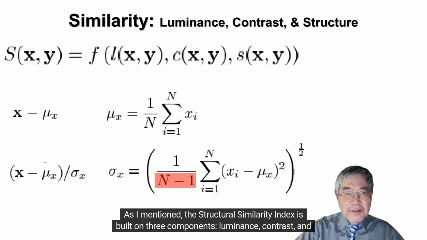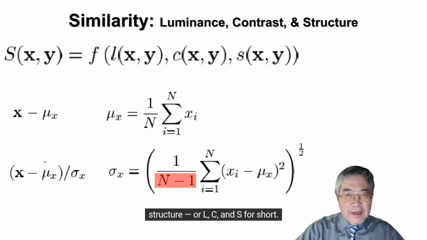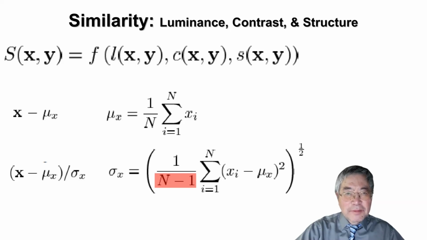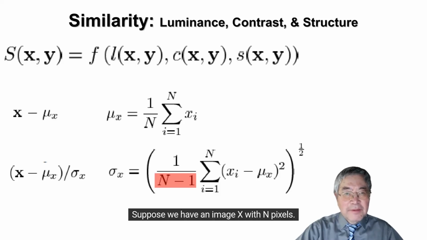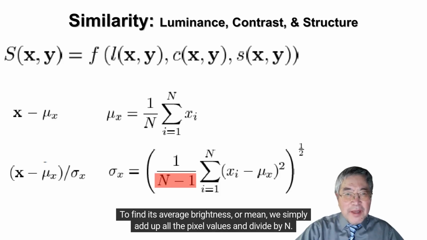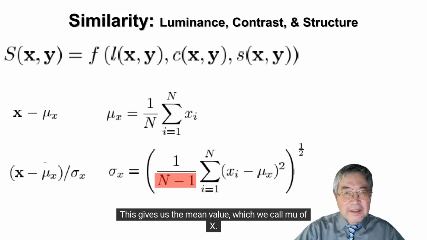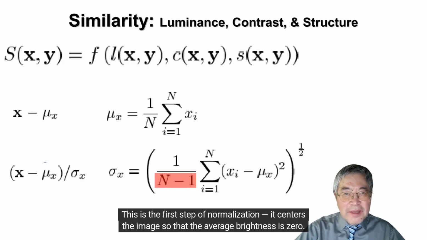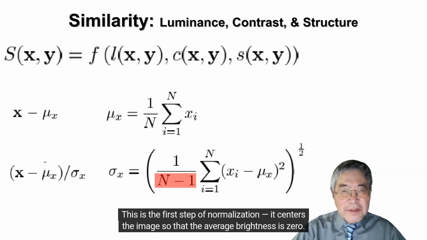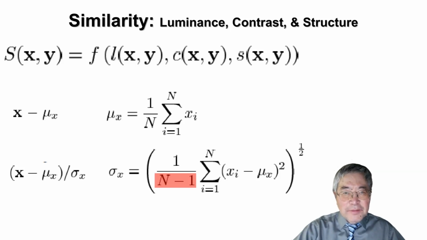As I mentioned, the Structural Similarity Index is built on three components: luminance, contrast, and structure, or L, C, and S for short. Let's start with luminance. Suppose we have an image X with n pixels. To find its average brightness or mean, we simply add up all the pixel values and divide by n. This gives us the mean value, which we call mu of x. Next, we remove the mean by subtracting the mean of x from every pixel. This is the first step of normalization. It centers the image so that the average brightness is 0.